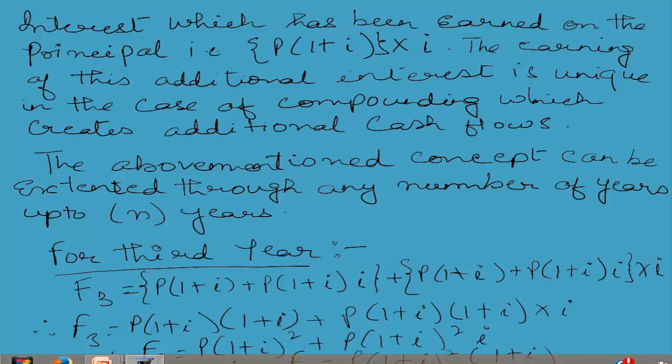Once again, students, P(1+I) multiplied by 1 shall be P(1+I), and P(1+I) multiplied by I shall be P(1+I) multiplied by I. Plus in the second equation also the same thing happens. P(1+I) taken common, we are left with 1 plus I into I.